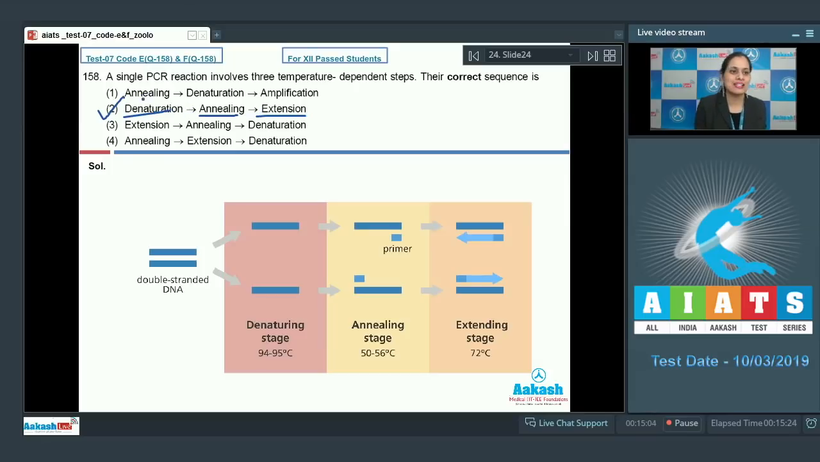The very first option given is annealing, denaturation and amplification, and this is an incorrect option because denaturation is followed by annealing and extension or amplification. The next option is extension, annealing and denaturation, and this is an incorrect option because denaturation is followed by annealing and then by the polymerization or extension stage. And the last option is annealing, extension and denaturation, and this is also an incorrect option. So the correct answer is option number 2. Let's proceed to the next question.